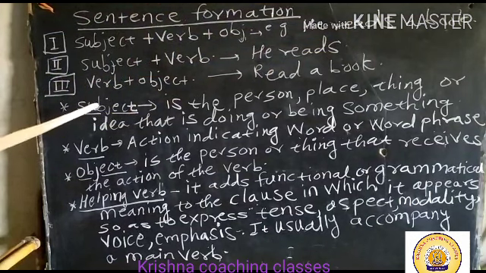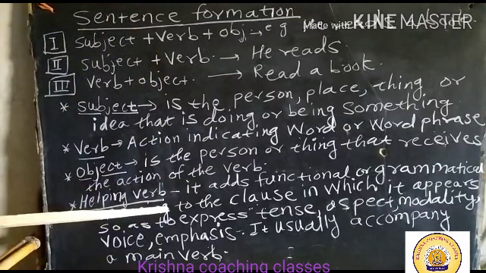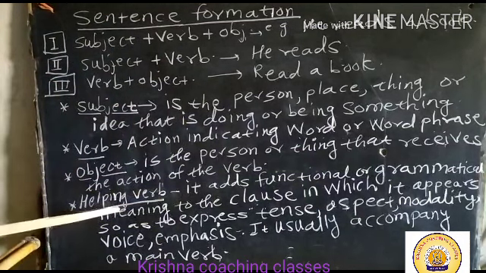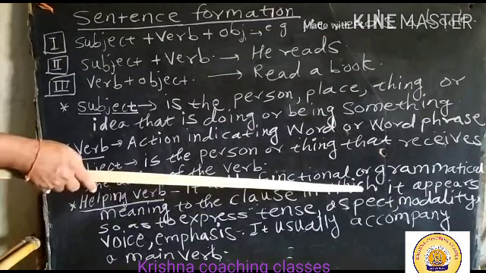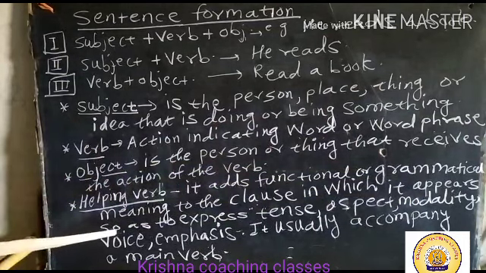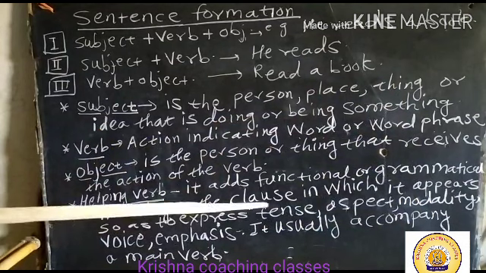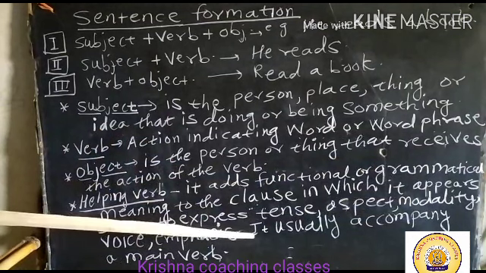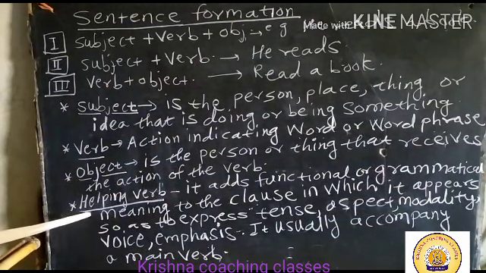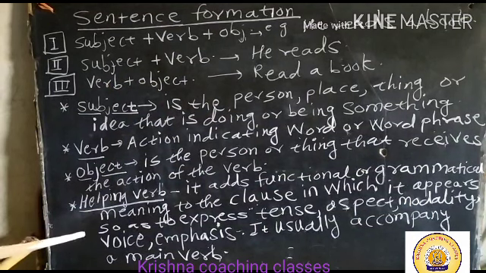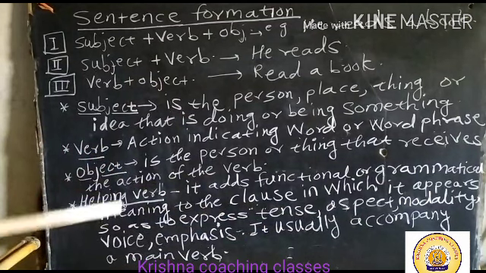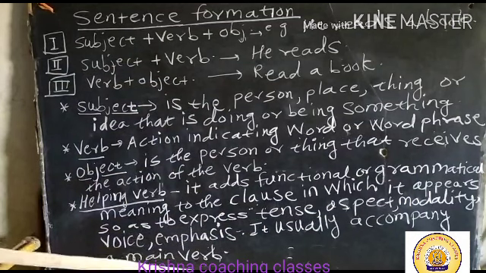So when we talk about subject, verb and object, there is another concept related to the sentence, that is the helping verb. So what is the role of a helping verb? It adds functional or grammatical meaning to the clause in which it appears, so as to express tense, aspect, modality, voice, emphasis. The most important concept related to the helping verb is that it always accompanies the main verb. Means the helping verb is most of the time used only with the main verb.